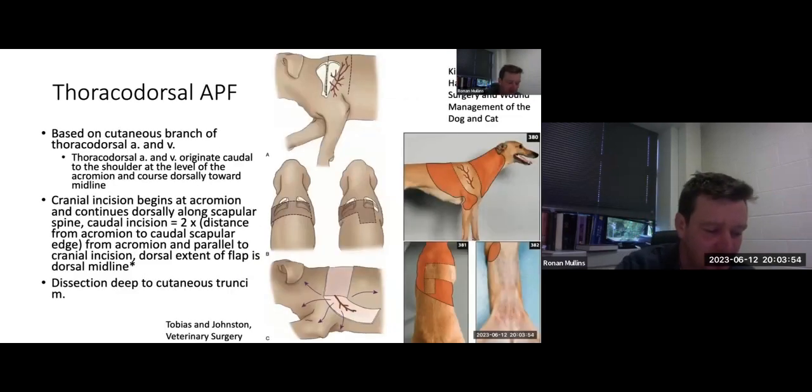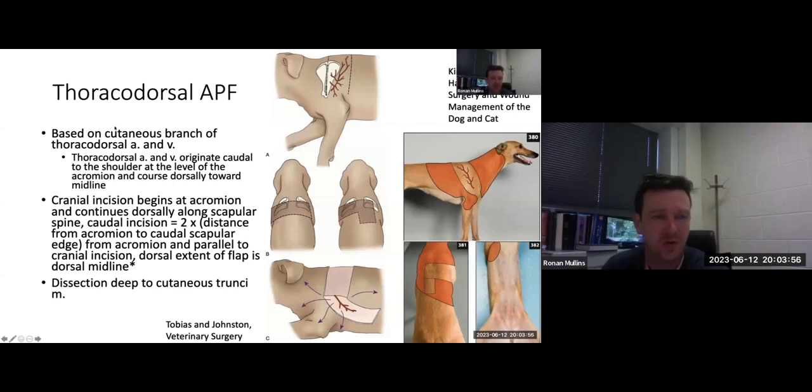As we move on then to another favorite of mine, which is the thoracodorsal axial pattern flap. This, as you know, is based on the cutaneous branch of the thoracodorsal artery and vein. This vasculature basically arises at the level of the acromion, just caudal to the scapula. And then this vasculature travels dorsally, sort of paralleling up the caudal aspect of the scapula. I'll say at this point, obviously, the mirror image of this on the cranial side would be the omocervical.